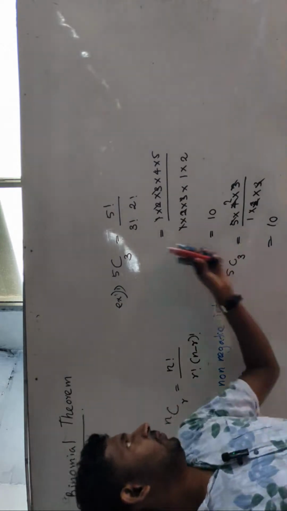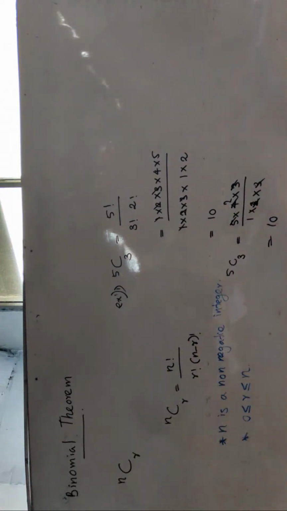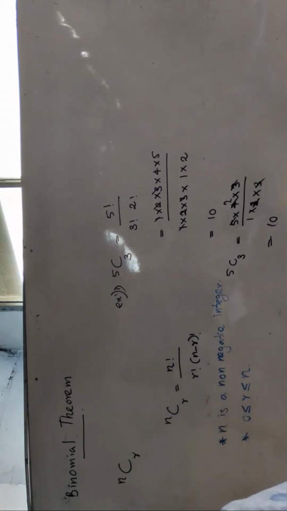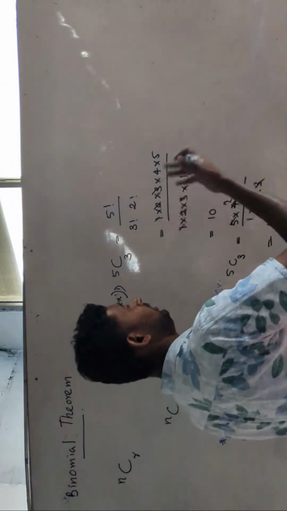5C3. Let's write down this first method using the definition. So 5C3 means factorial 5 over factorial 3 factorial 2. Factorial 5 means 1 to 5. Then factorial 3 means 1 into 2 into 3, and factorial 2 is 1 into 2. Can cancel out these terms. My answer will be 10.